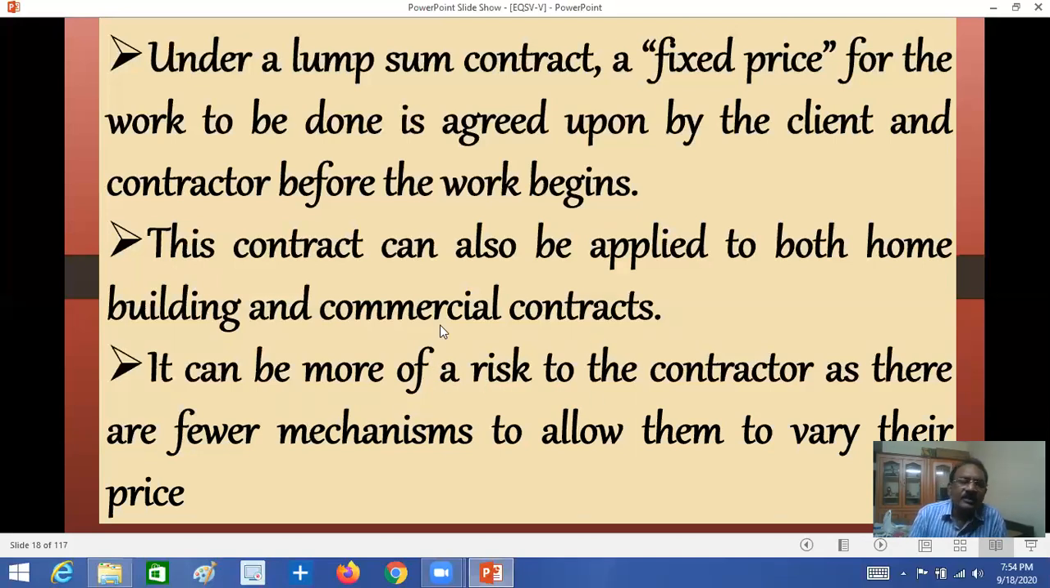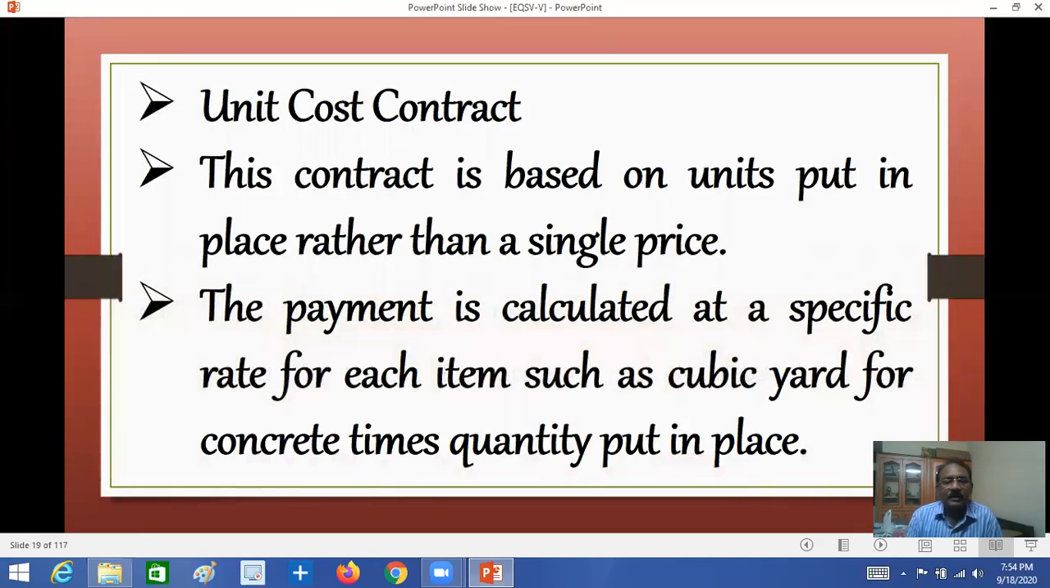this is a risk for the contractor. The contractor may be at a loss, but the condition is fixed at that lump sum and schedule contract. The risk is only with the contractor. It is more risk for the contractor, and there is no mechanism to allow them to vary their prices unless it is in the contract. Now the next one is the unit cost contract.